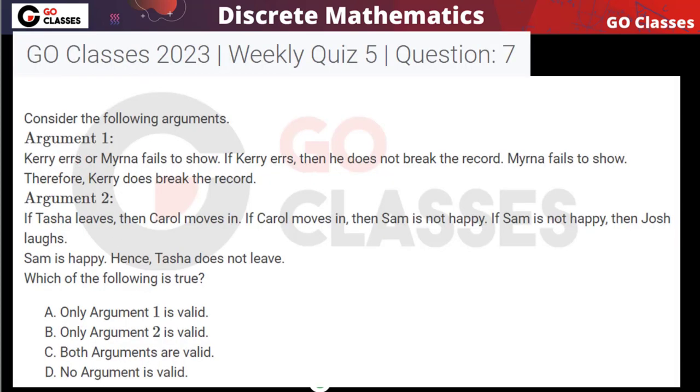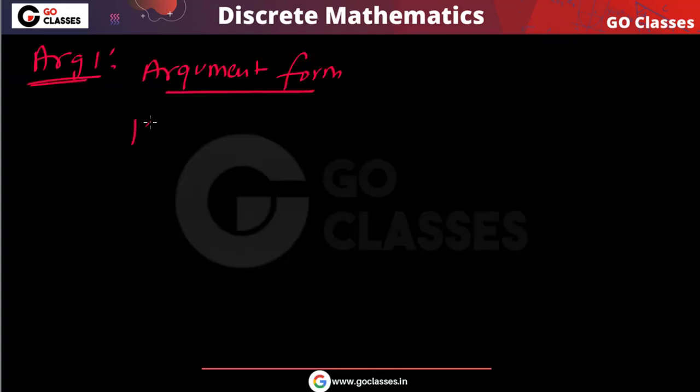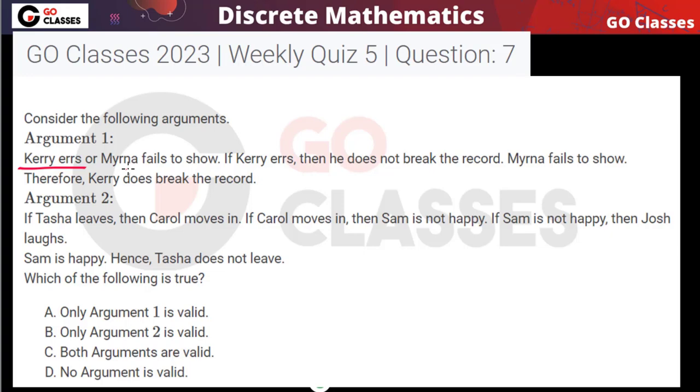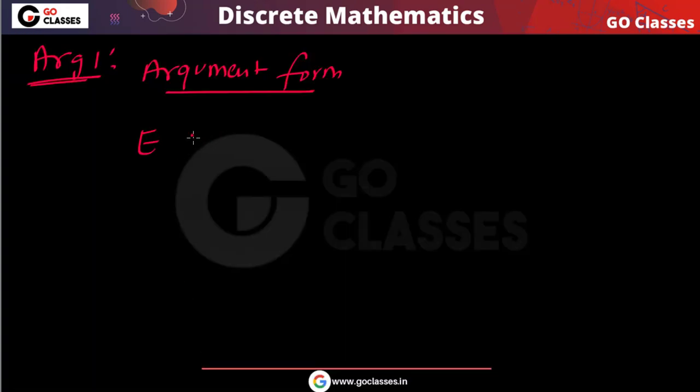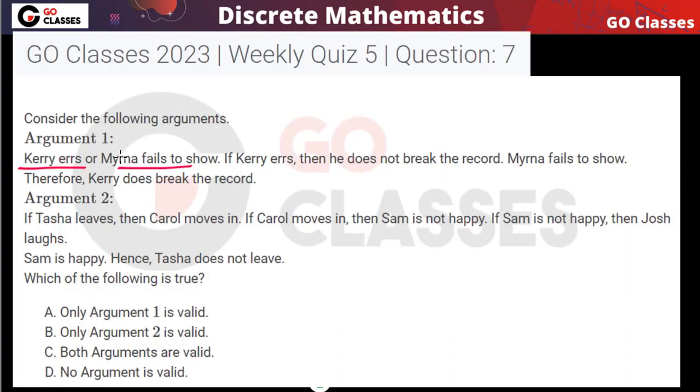For this argument one, I can say Carrie, let me call it E. Fails to show means doesn't show. Let me call it S for doesn't show.